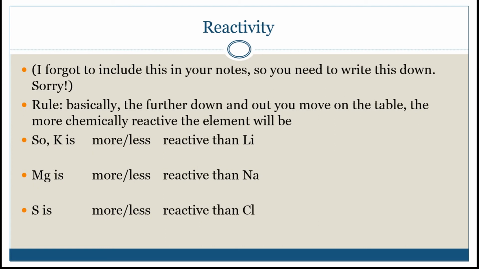And again, that's technically wrong. As you get further down, some of the rules change. Let me give you an example. Here's what I wrote. So, potassium is more or less reactive than lithium. On your periodic table, find the K. Where is it? Yeah, find it. Number 19. Find Li, lithium. Where is it?